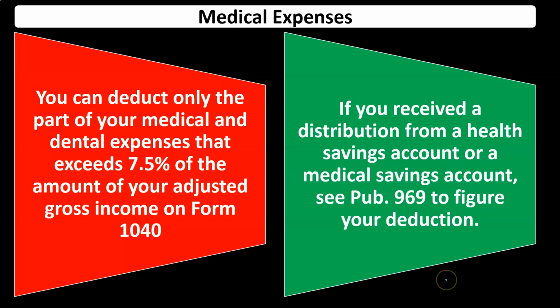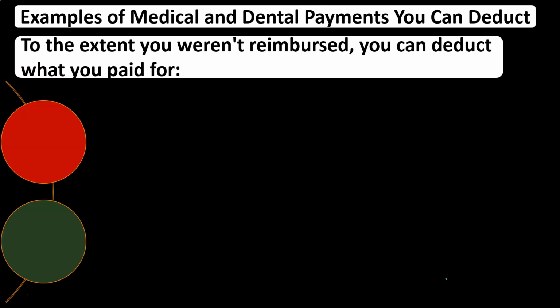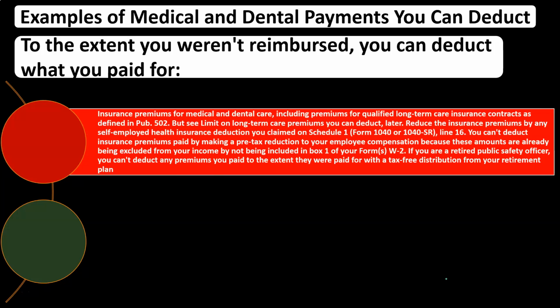So if you receive a distribution from a health savings account or a medical savings account, you want to see Publication 969 to figure your deduction in that circumstance. So, examples of medical and dental payments you can deduct: to the extent you weren't reimbursed, you can deduct what you paid for. In other words, what's going to fall into the category of something that I might be able to include in medical and dental expenses on the Schedule A and possibly get a deduction for.